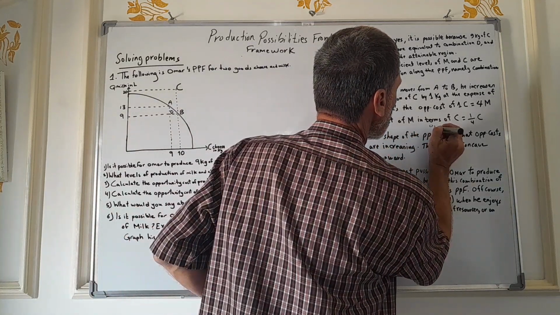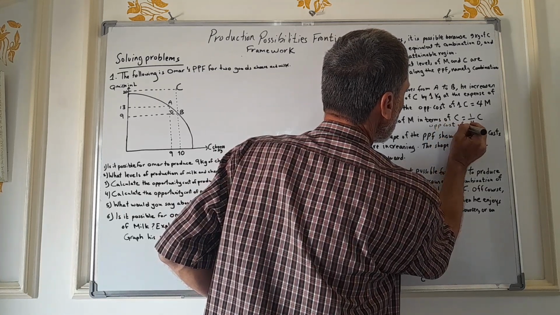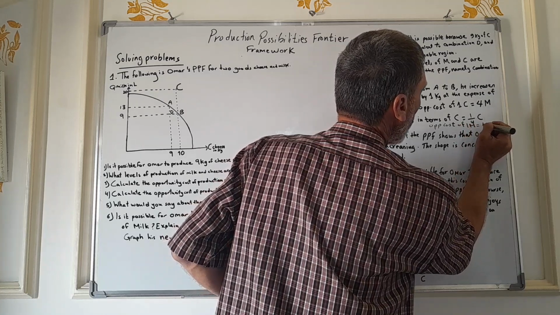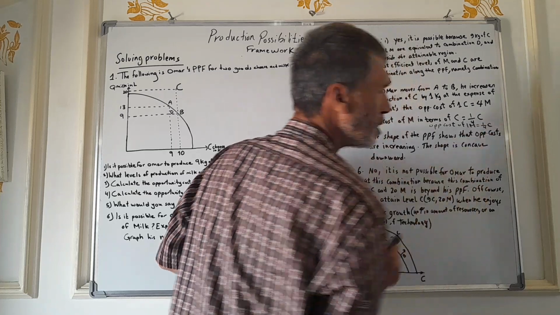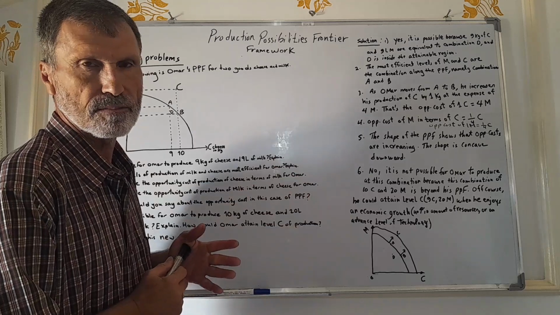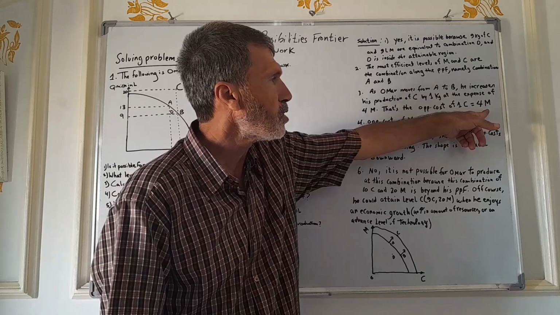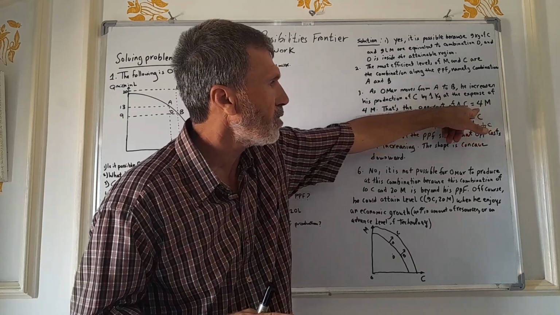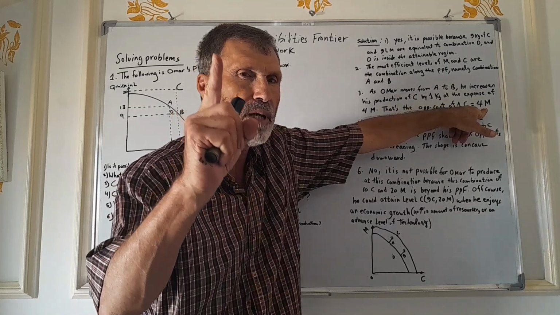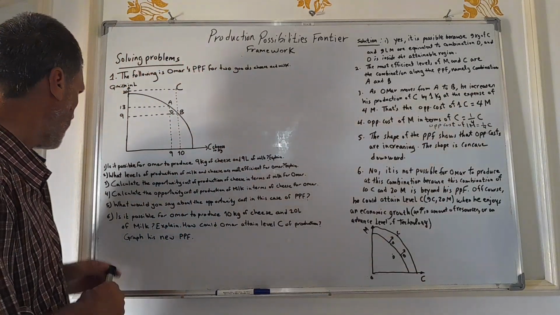The opportunity cost of 1 milk equals 1/4 cheese. Okay? If the opportunity cost of 1 cheese equals 4 milk, then for the opportunity cost of 1 milk, all you have to do is divide by 4 on both sides, so you get opportunity cost of 1 milk equals 1/4 cheese. Okay, great. Now we'll go to 5.